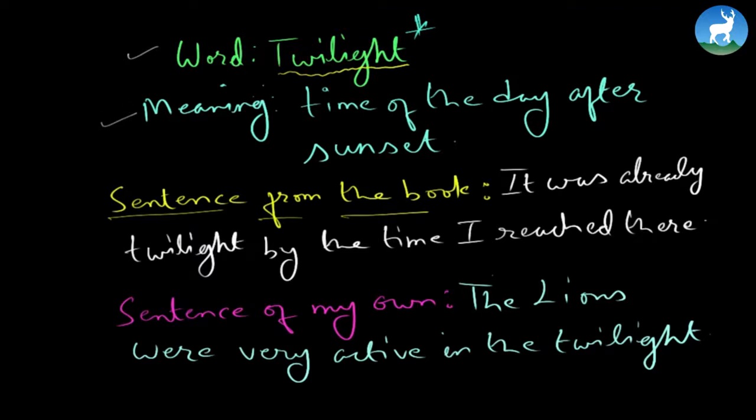And then you see how this very word is used in the book and write a sentence from the book. And finally, at last, you write a sentence of your own. That is a sentence of my own. How you plan to use twilight in your own sentence. So this will be very handy to you to learn vocabulary words.